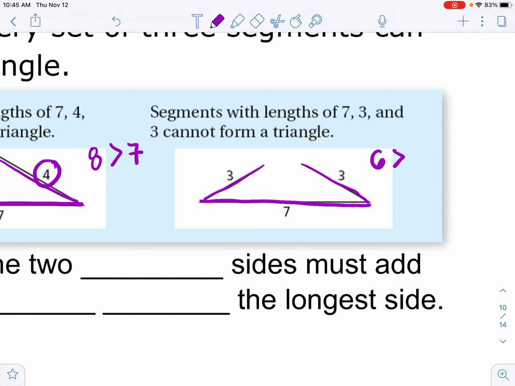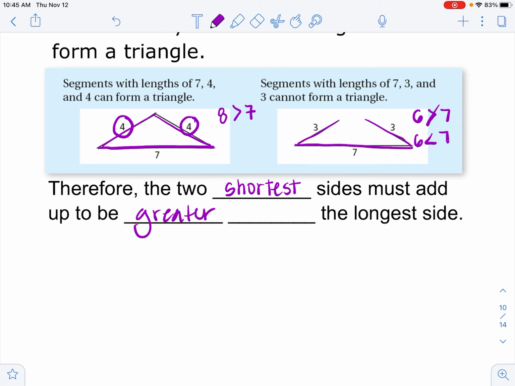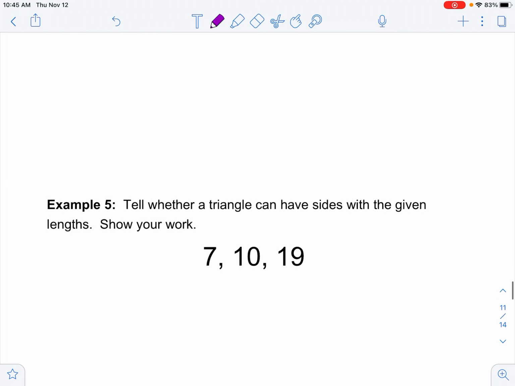6 is not greater than 7. 6 is less than 7. So this is not going to form a triangle. So to sum this up here, the two smaller or shorter sides of a triangle must add up to be greater than the longest side. So the two shortest sides must add up to be greater than the longest side.